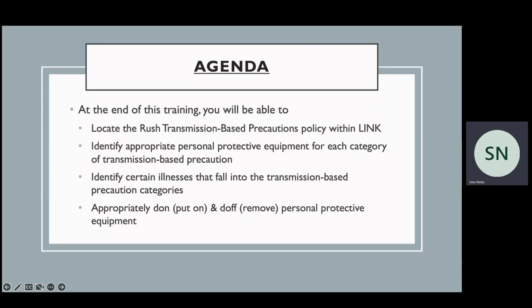At the end of this training, you're going to be able to locate the Rush transmission based precautions policy within Link, identify appropriate PPE for each category of transmission based precaution, identify certain illnesses that fall into the transmission based precaution categories, and be able to appropriately don, which is to put on, and doff, which is to take off or remove personal protective equipment.